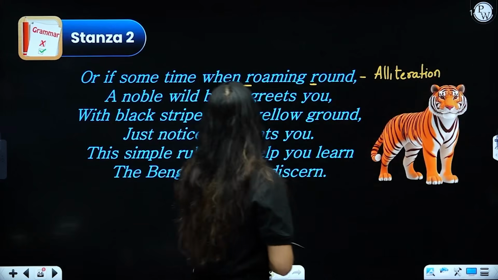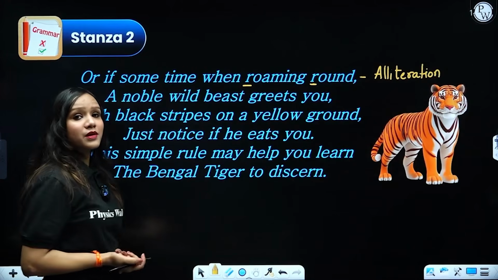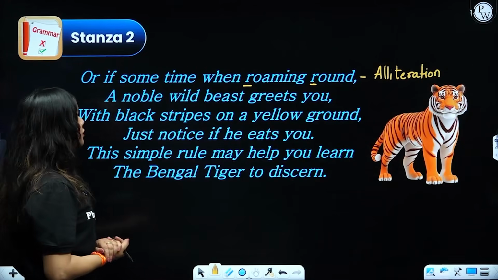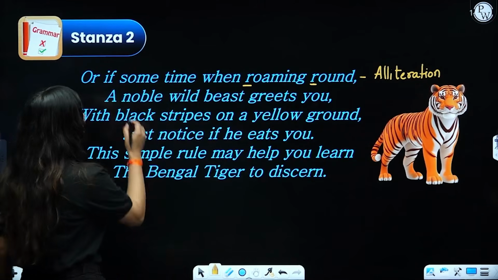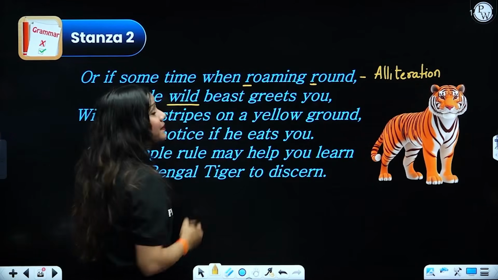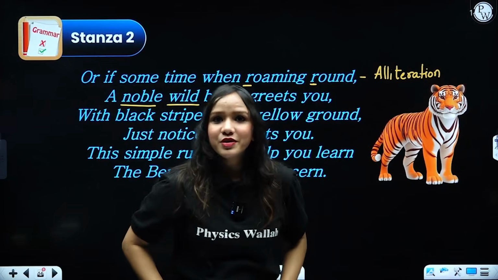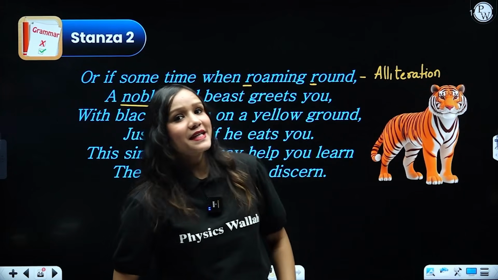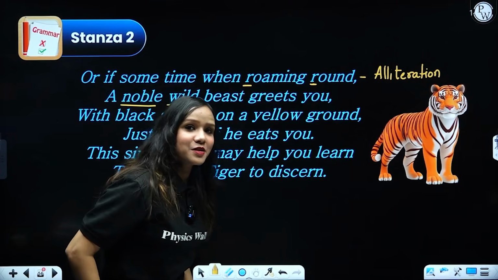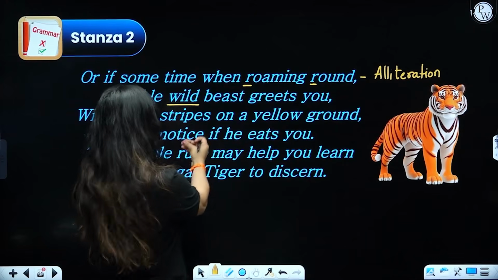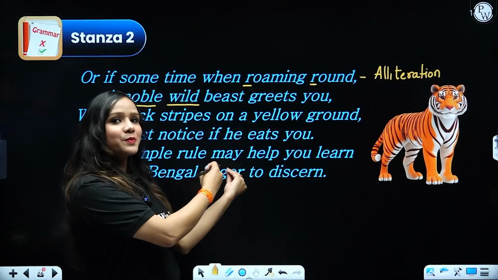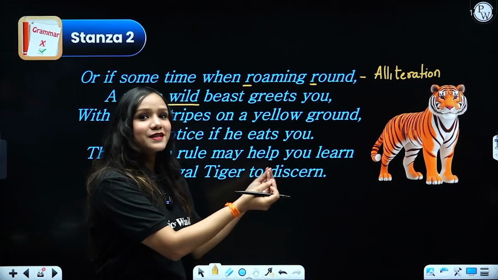All right. Or if sometime when roaming around, when you are wandering, when you are roaming in some forest, a noble wild beast greets you. Which word has been used here? Noble. How can a wild beast be noble? So which literary device have we used here? Any idea? As we have already done it in the previous poem as well, you should be in a position to answer this question. I'm leaving it for you and we would be discussing in the concluding part, right?